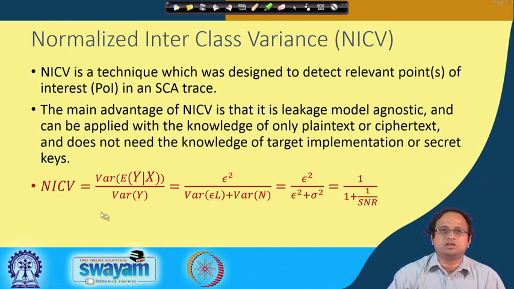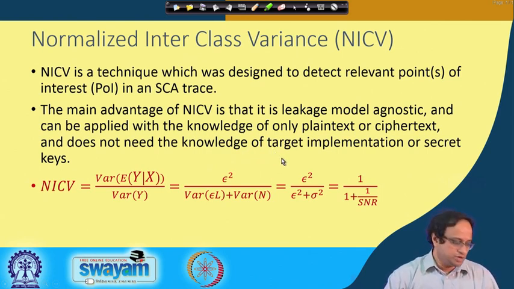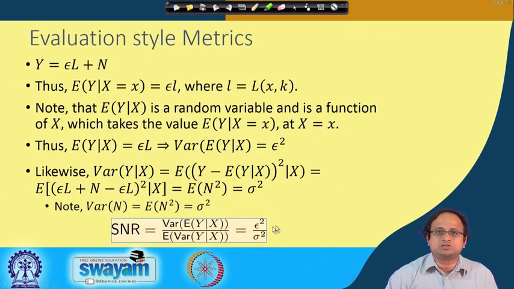So, therefore, the NICV gets related with the signal to noise ratio. Note that you should reflect on why, for NICV, you do not know the key, whereas for estimating the SNR you need to know the key, because when you are estimating the SNR you need to estimate the parameter sigma square, that is the variance of noise. But how will you know the variance of noise?